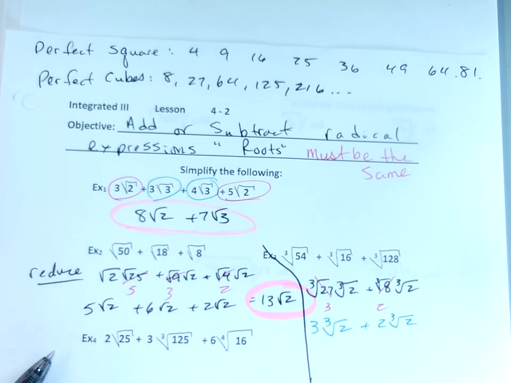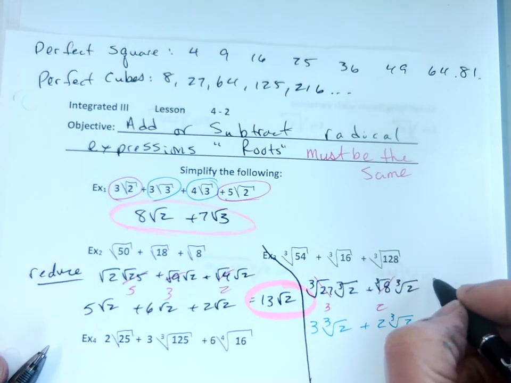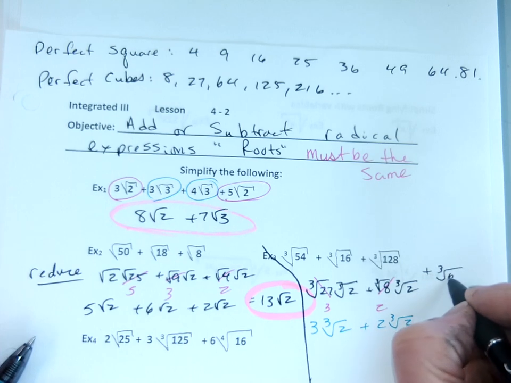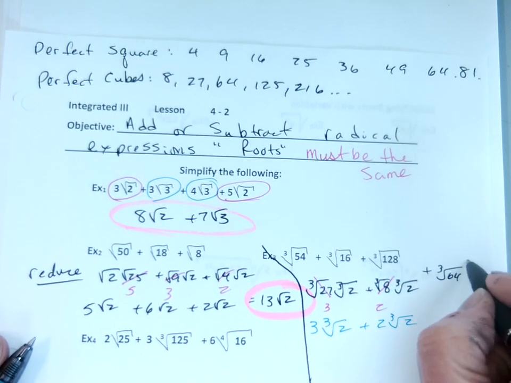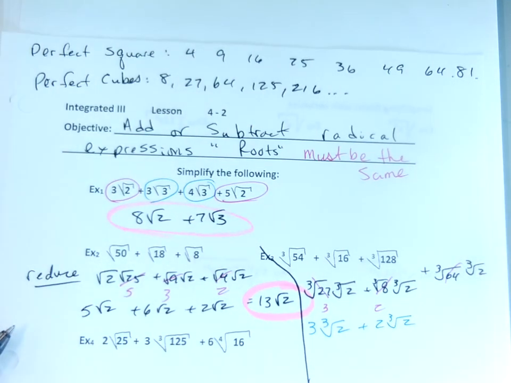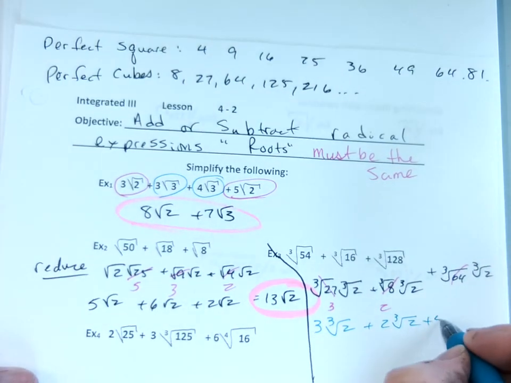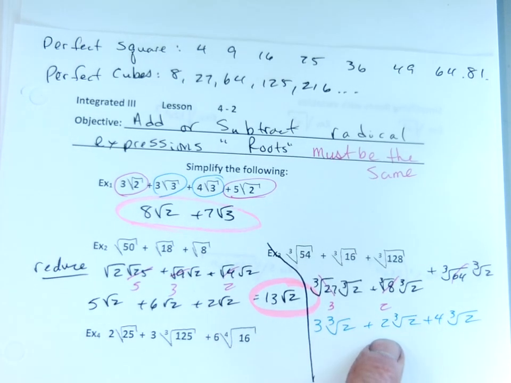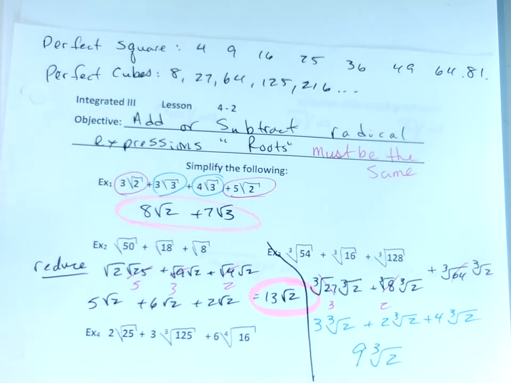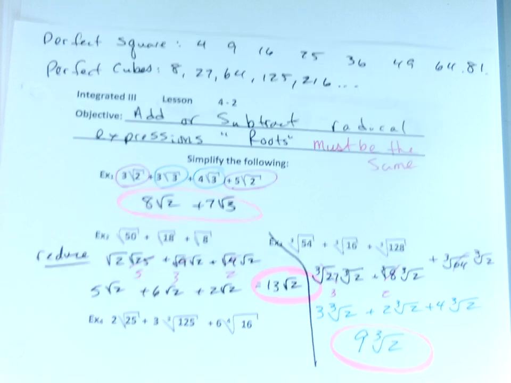That's good. And then finally, 128 could be, let's see, 64 times 2. The cube root of 64 and the cube root of 2. The reason I did that is the cube root of 64 has got to be a 4. So plus 4 cube root of 2. Now I can add them. 3 plus 2 is 5, and 4 more makes 9. I'd have 9 cube roots of 2. All right, got it.